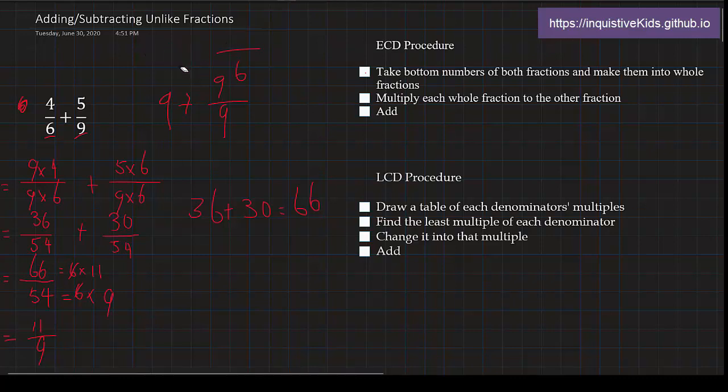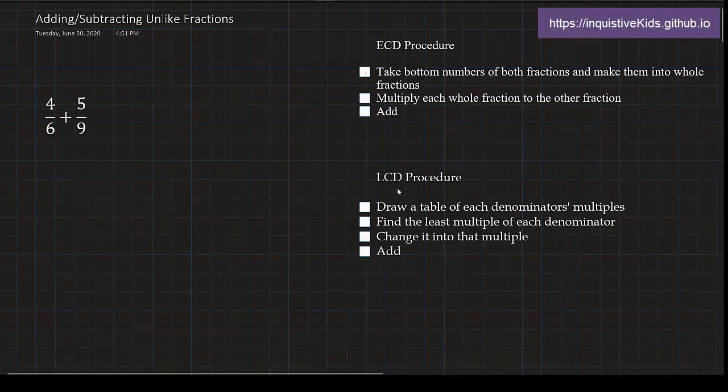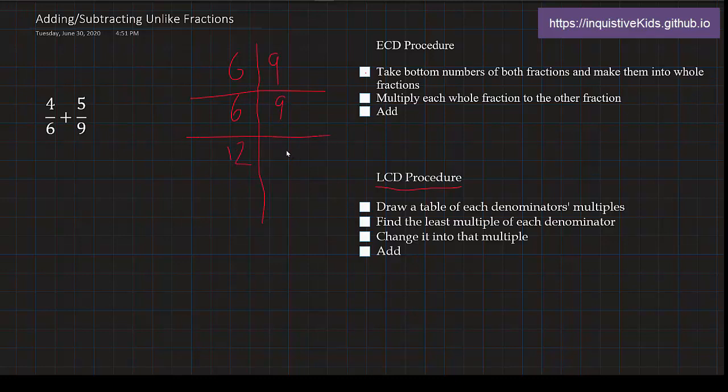Okay, so now let's try it with the LCD procedure. The LCD procedure says that we need to draw a table of each denominator's multiples. So over here, I'm going to draw a table of the denominators' first few multiples. There's 6 and 9. There's 12 and 18. There's 18 and 27.